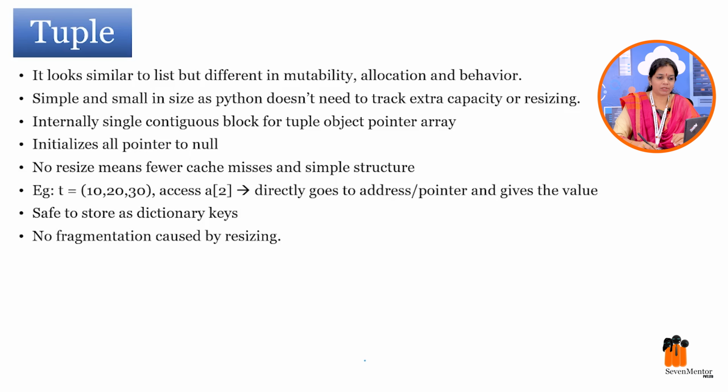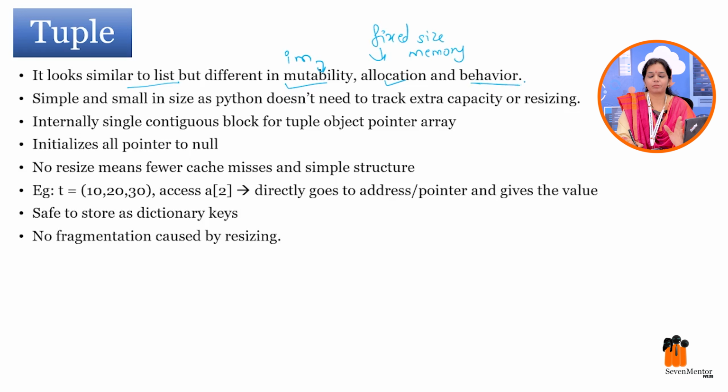Coming to the tuple. A tuple looks similar to a list, but it works differently. Like mutability, it is immutable. Allocation: only fixed size memory is allocated, so it behaves differently. It is simple and small in size, as Python doesn't need to track extra capacity or resizing, meaning it doesn't need to allocate more space.